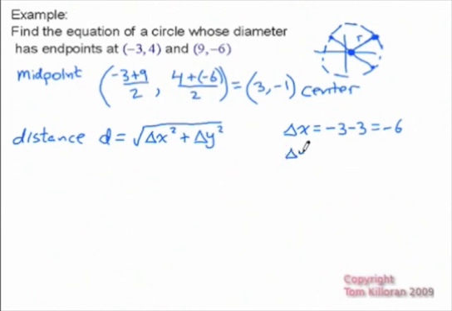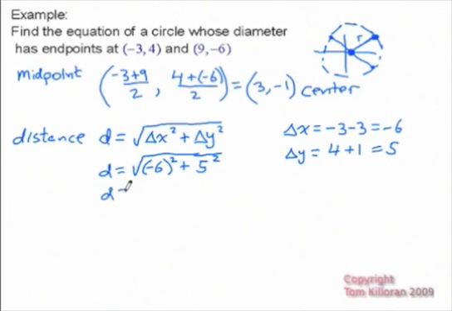And the change in y would be 4 minus a negative 1, better known as 4 plus 1, better known as 5. Alright, so if we plug this into the formula, we're going to get the change in x squared, which would be negative 6 all squared. Make sure it goes in parentheses because it's a negative. Plus the change in y squared, which would just be 5 squared. So this becomes the square root of 36 plus 25, better known as the square root of 61.